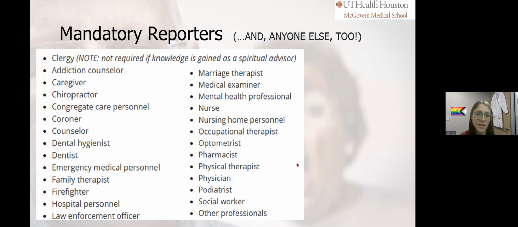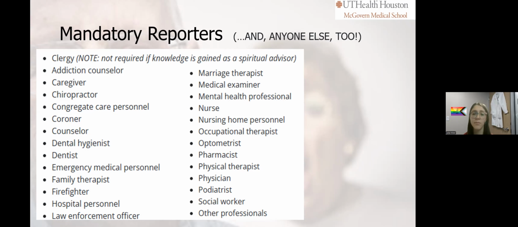And for whoever's on the call, here is the list of mandatory reporters, but they do note that these are the ones that have to do it, but everyone on the planet should report elder mistreatment if they encounter a suspicion of it. You don't have to prove it. You don't have to investigate it. You just have to have that feeling that keeps you up at night or sits wrong in your stomach while you're talking to them. That's enough to report.